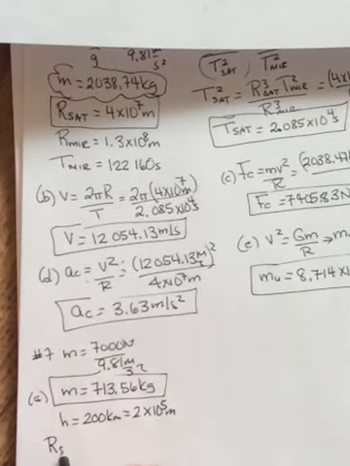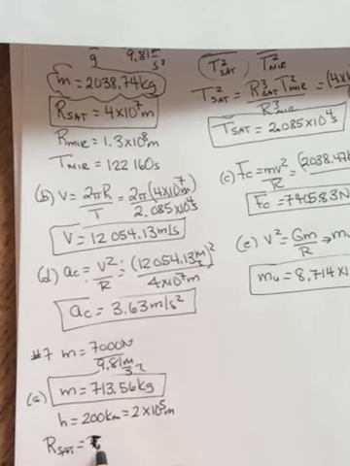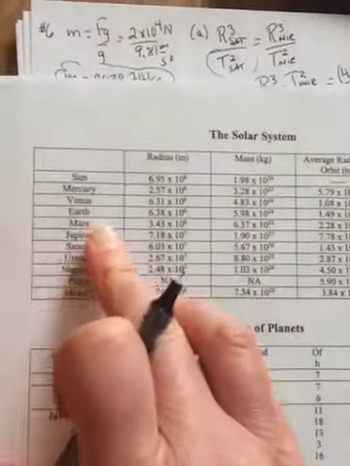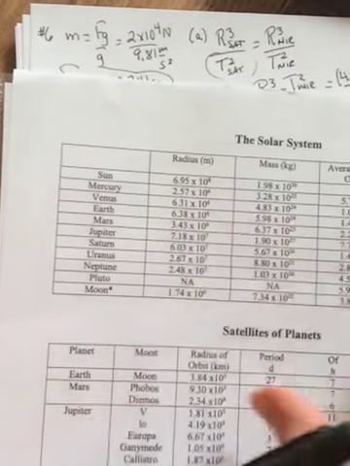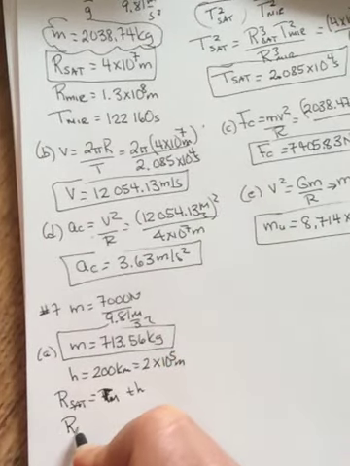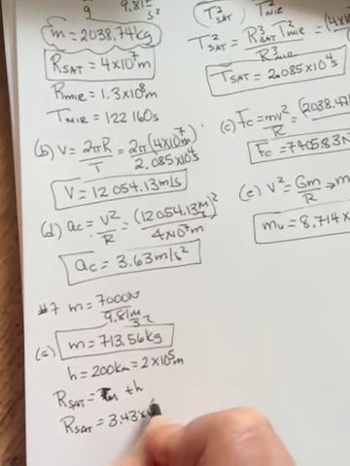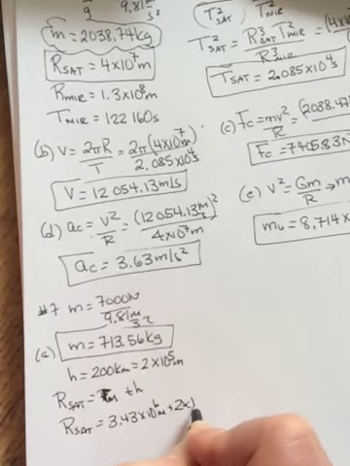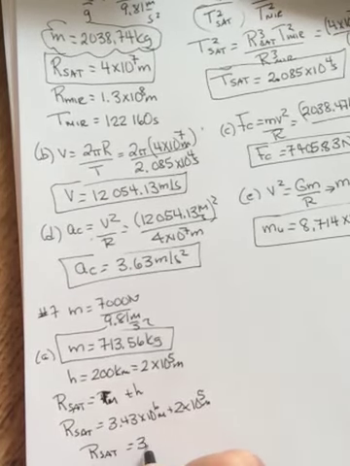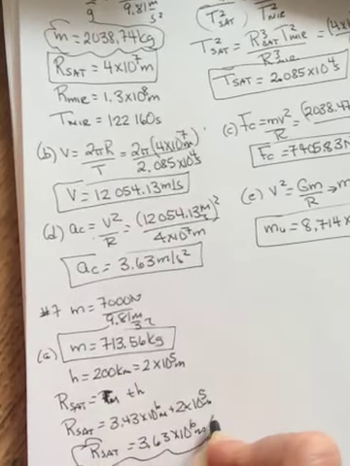So we need the radius of the satellite. It's going to equal the radius, that should be a small r, the radius of Mars plus the height. So you go back to this chart. The radius of Mars is 3.43 times 10 to the 6th. So the radius of the satellite is 3.43 times 10 to the 6 meters plus our 2 times 10 to the 5th meters, which is going to be 3.63 times 10 to the 6 meters. Okay, so we're going to use that now in our question.